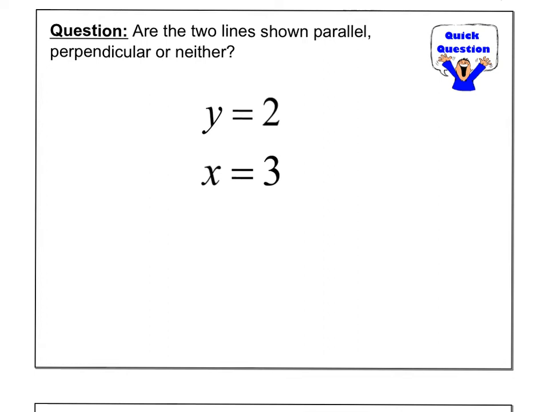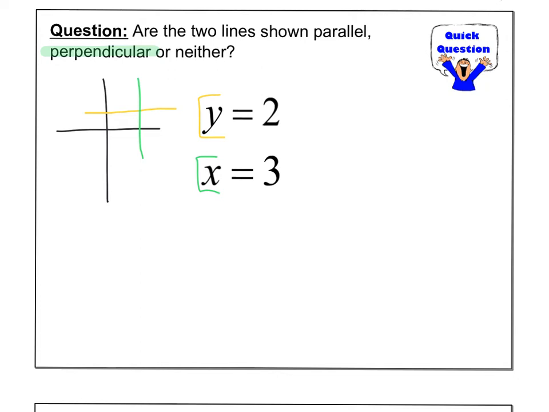So there's a few ways you can do this. I suggested that you graph it, so why don't we do that? So if we have a Cartesian plane, then y is equal to 2 is going to be, I don't know, somewhere around there. And x is equal to 3 is going to be somewhere around there. Okay, so we have a vertical line and a horizontal line. That means that it's definitely going to be perpendicular. The question is, how do we prove that mathematically or algebraically?